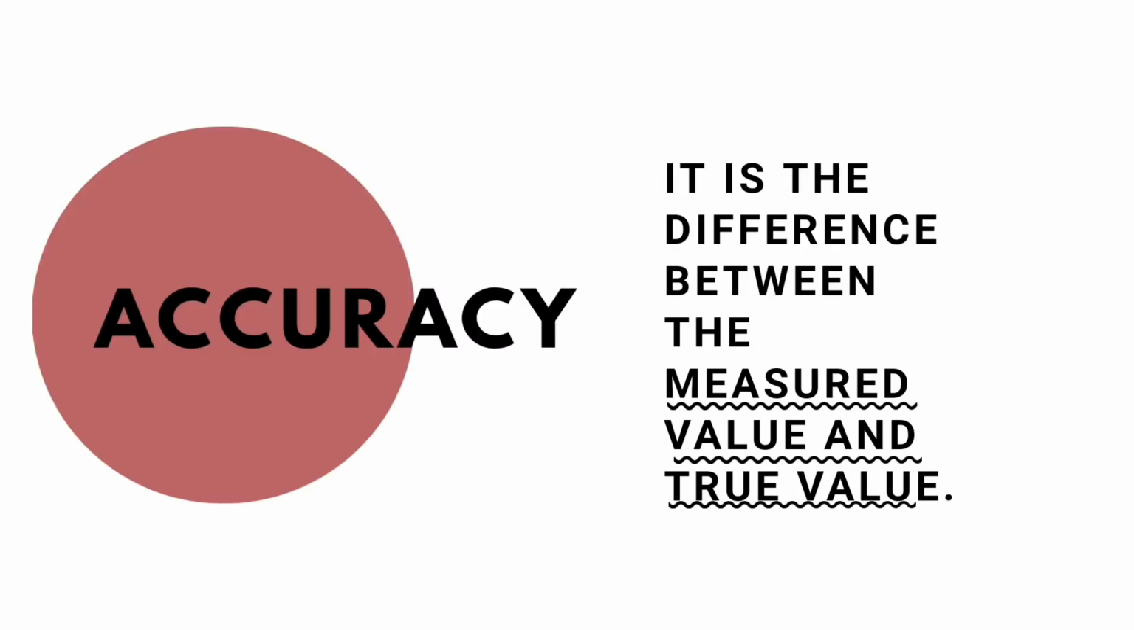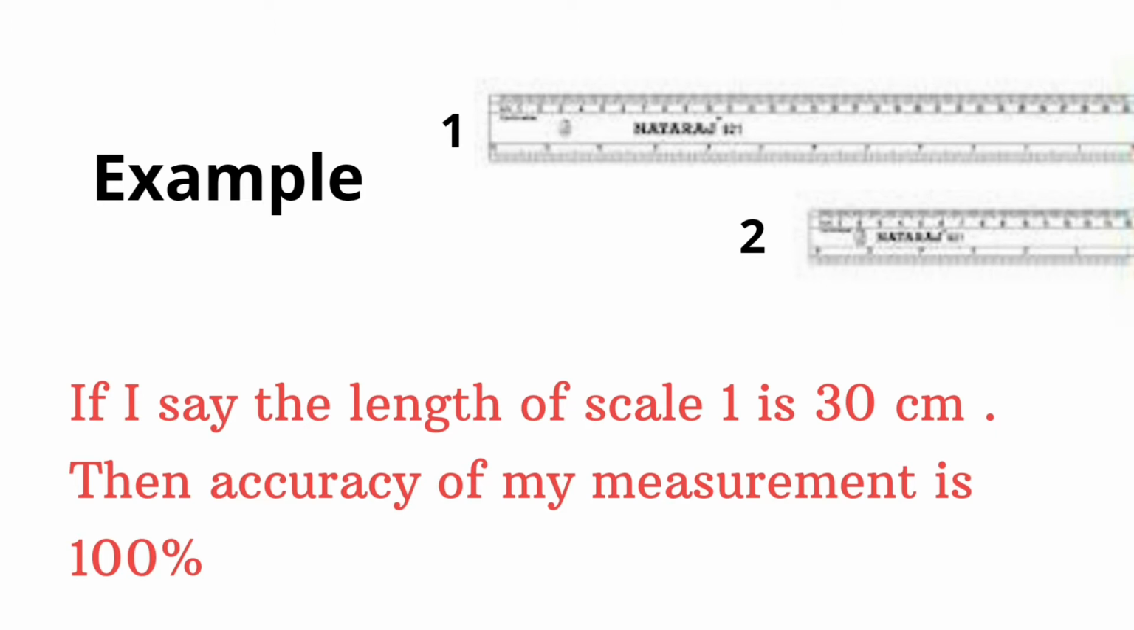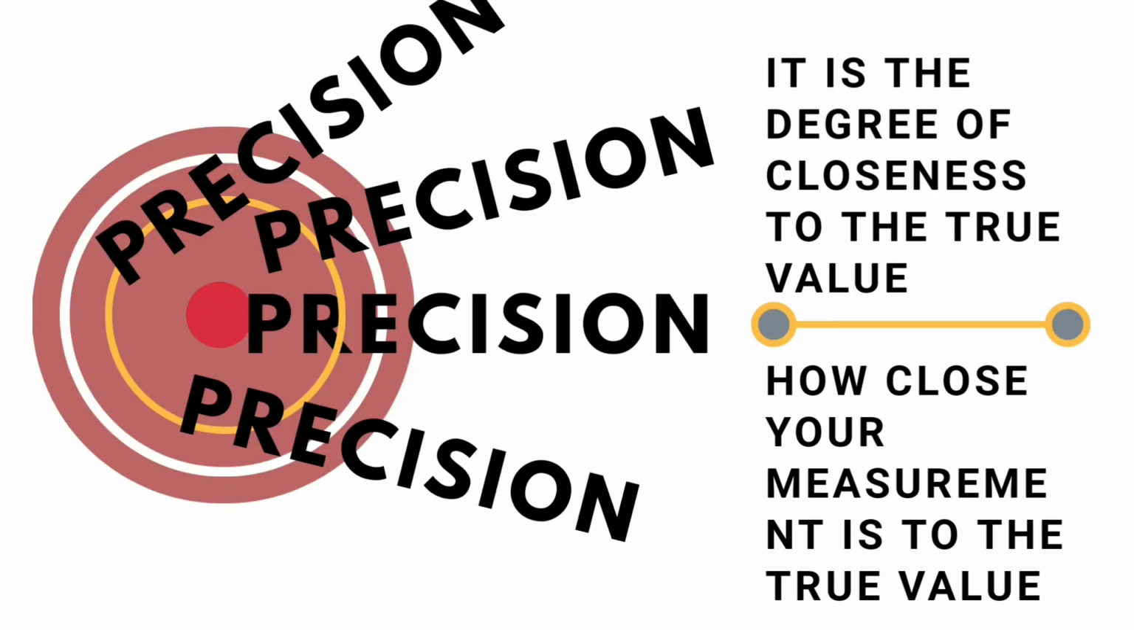So now we'll move to the third characteristic, which is accuracy. It is the difference between the measured value and true value. So the same example, if I say the scale 1's length is 30 cm, then accuracy is 100%. If you say it is 28 cm, then the accuracy is 28 by 30, which is 93%. The next one is precision. It is the degree of closeness to the true value.